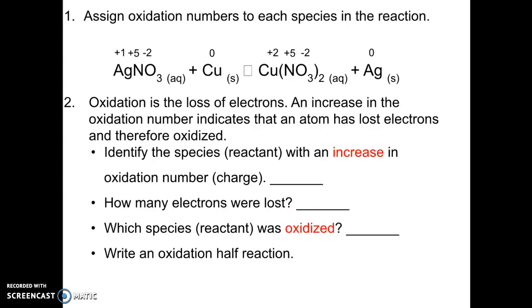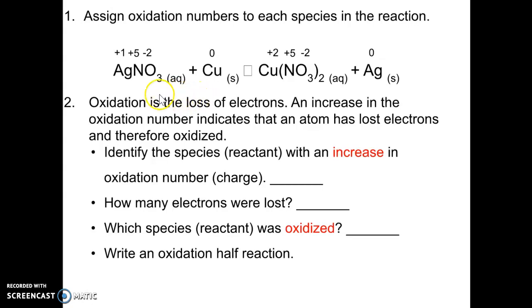So oxidation is the loss of electrons, and an increase in the oxidation number indicates an atom has lost electrons and is therefore oxidized. So which reactant has an increase in oxidation number? Identify the species with an increase in oxidation number. So what is oxidized? What is increasing its oxidation number because it's losing negative electrons?